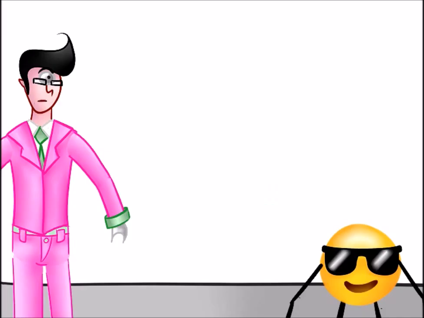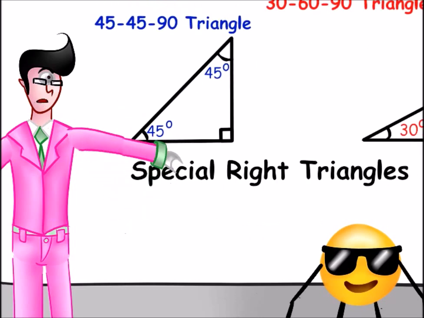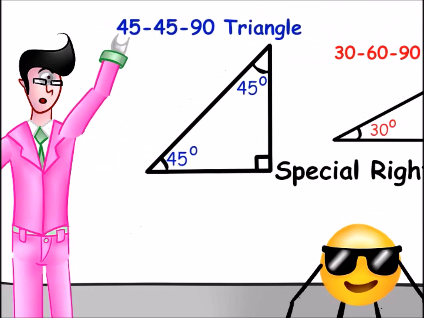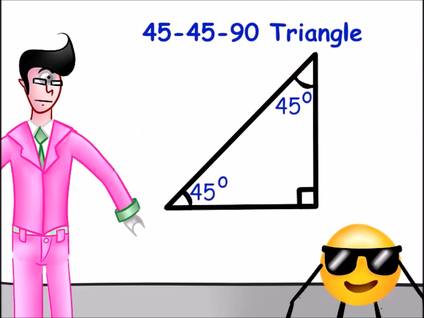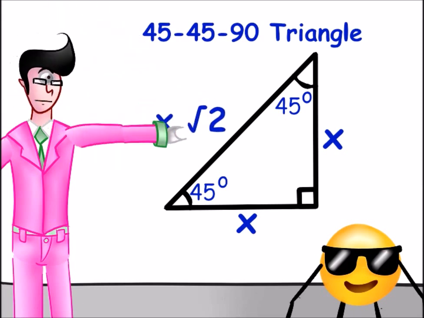There are two types of special right triangles, a 45-45-90 triangle and a 30-60-90 triangle. Let's start with the 45-45-90 right triangle. This triangle is an isosceles right triangle, meaning that the sides opposite both of the 45-degree angles are congruent, and the third side length is the first side length times the square root of 2.